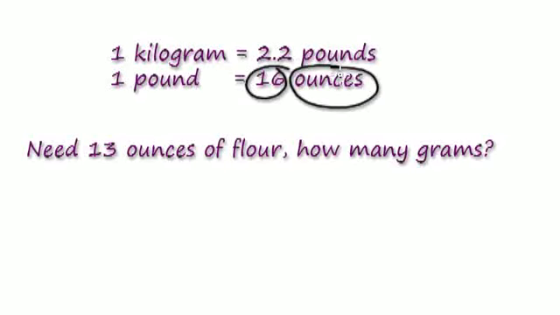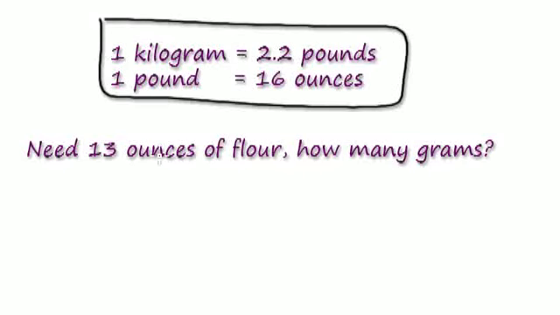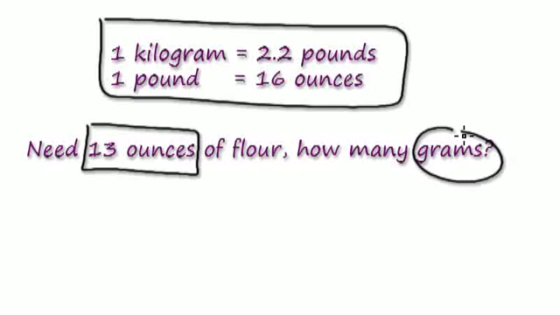16 ounces. Ounces is used a lot in cooking. It's just a way of expressing how heavy something is. So now given these units, let's say you need 13 ounces of flour to make your cake. How many grams will that be?